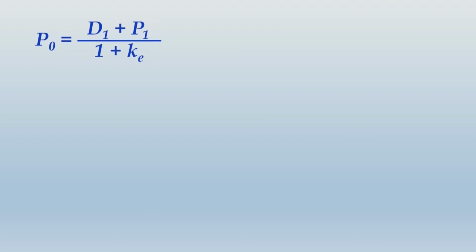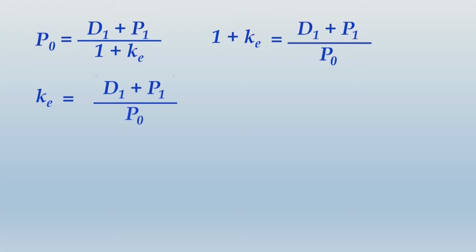Mathematically, if I just cross multiply and take 1 plus Ke, the denominator on the right hand side, to the left hand side, can we all agree that we would get 1 plus Ke equals (D1 plus P1) divided by P0? Therefore, if I want to find Ke, I have to do one more thing. The 1 appearing on the left hand side, I should bring to the right hand side. So when I drag that 1 from the left hand side to the right hand side, I will be getting the value of Ke as (D1 plus P1) divided by P0.